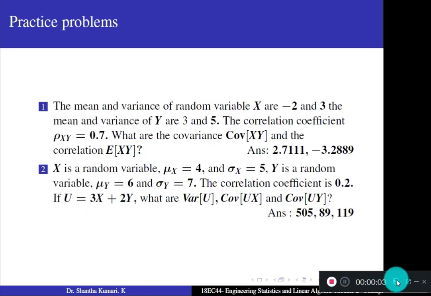So here I am giving some practice problems. This type of problem is already worked out in your previous part. Just go through it. Okay.